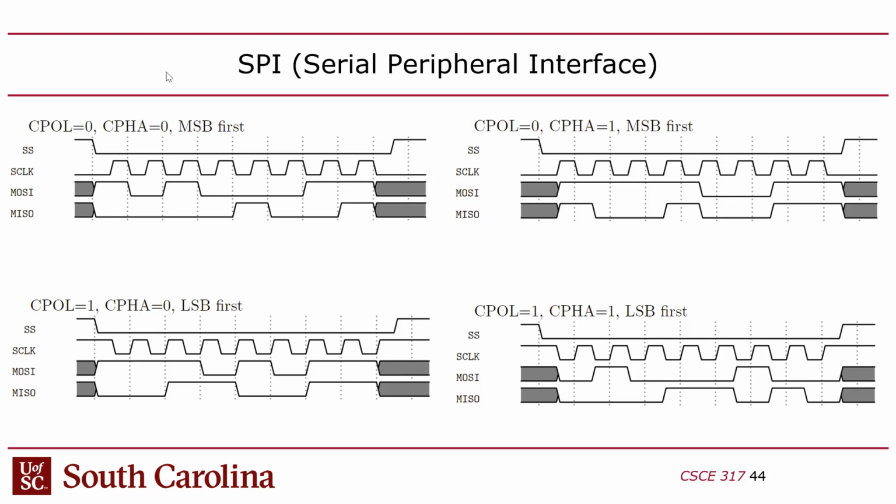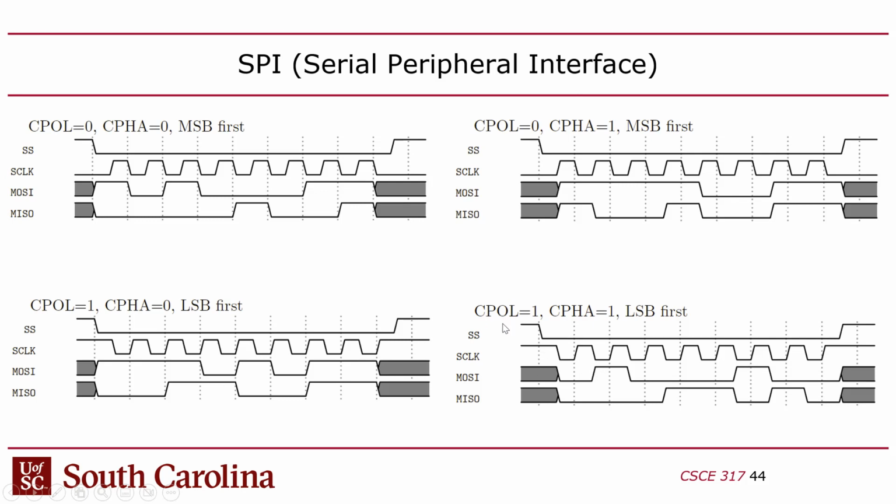So if CPOL is 0, the first edge of the clock is going to be a rising edge because the clock starts out low. So if CPOL is 0 and CPHA is 0, that means that the data is sampled on the first rising edge, whereas if CPHA is 1, then the data is going to be sampled on the first falling edge because the clock will start out low, it will go high, and then come back low, and it's going to be the second edge.